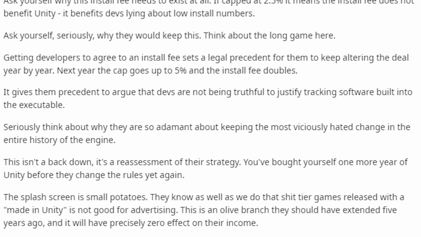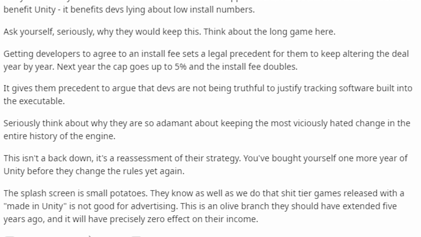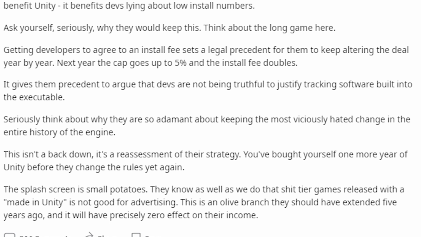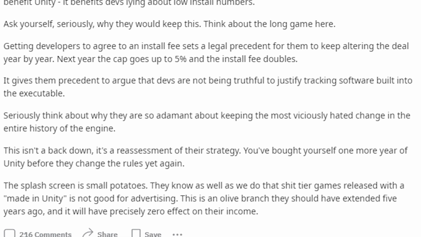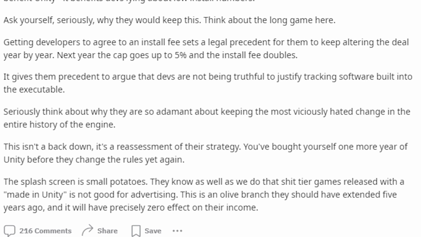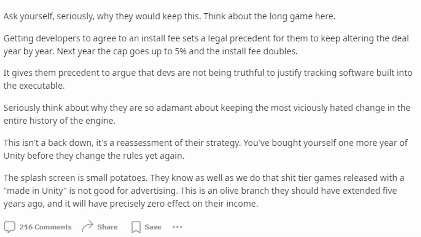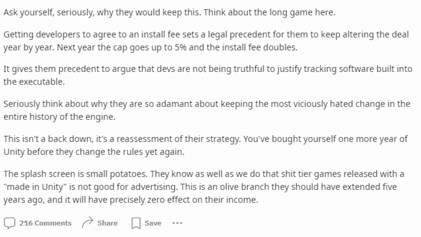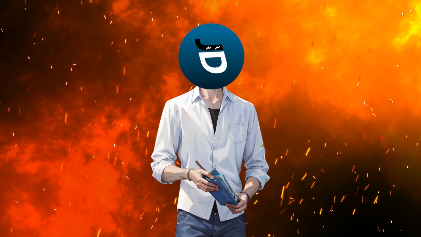The splash screen is small potatoes. They know as well as we do that shitty games released with a "Made with Unity" is not good for advertising. This is an olive branch they should have extended 5 years ago, and it will have precisely zero effect on their income. And that makes me doubt all the backrowing.